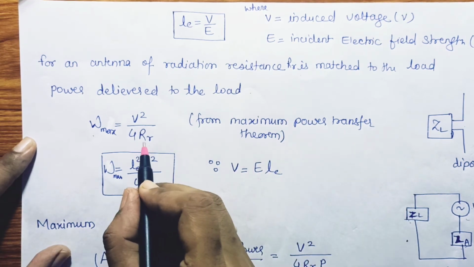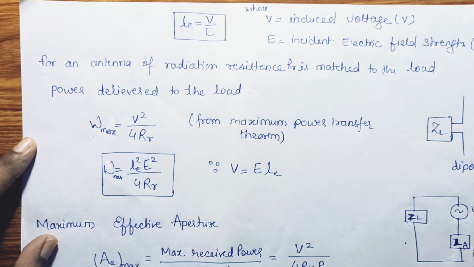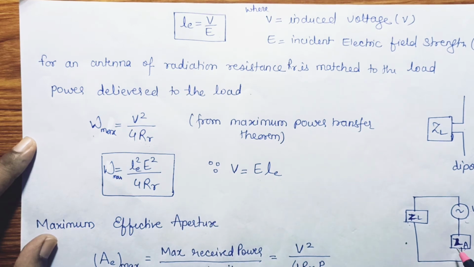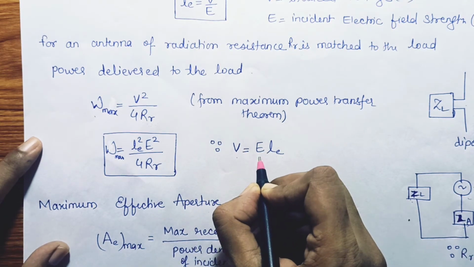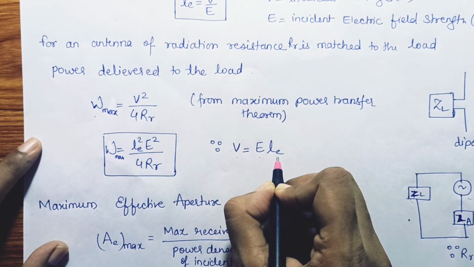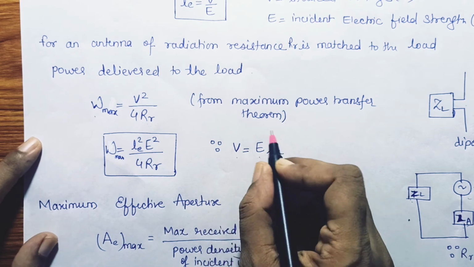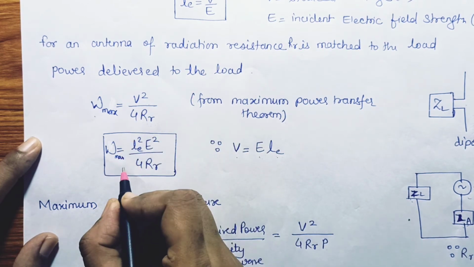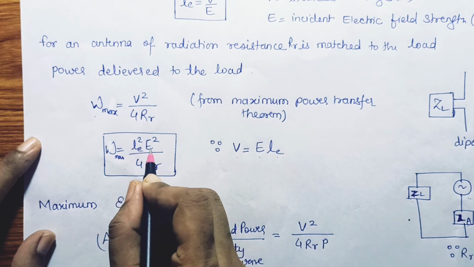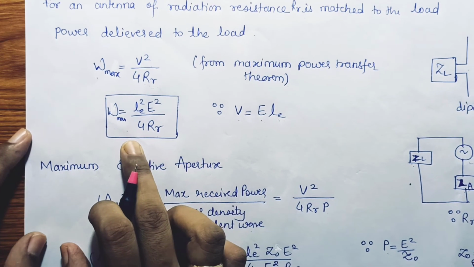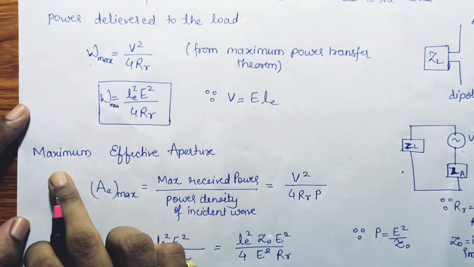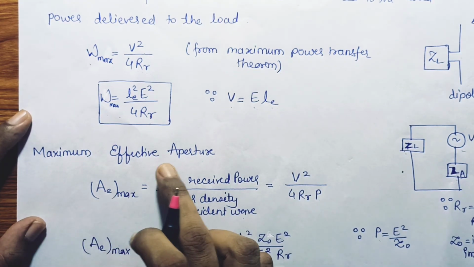Then we have RR as the radiation resistance. Radiation resistance is equal to our Thevenin resistance, and the voltage induced is equal to electric field intensity into effective length. Then we put this equation into this equation and we get W max is equal to L E square into E square by 4 RR, and this is our maximum power delivered to the load. And now we are calculating the maximum effective aperture.